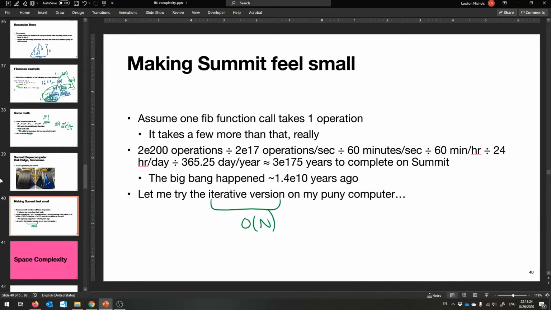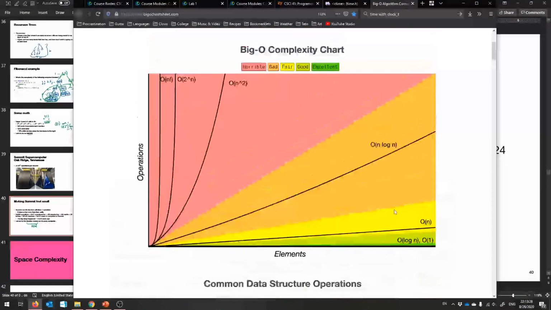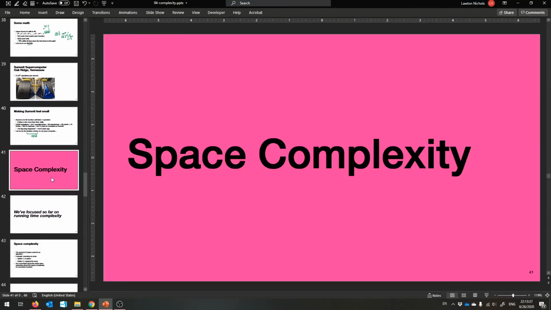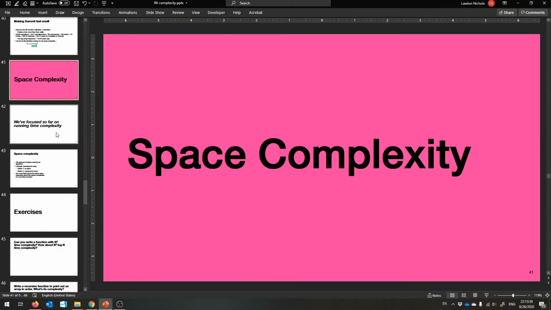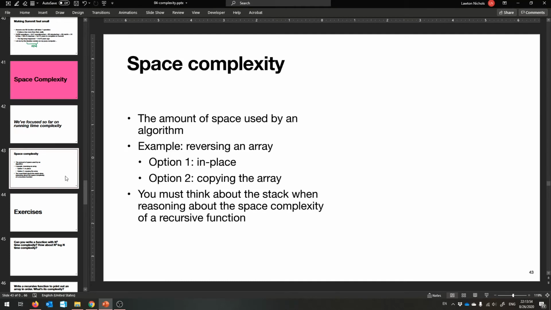And so now you can see the huge, huge difference between O of n and O of 2 to the n. Yeah? And that brings us to space complexity. So far we've focused on running time complexity, because people more often care about that. We have a lot of RAM on our machines these days. Also, everything that we've talked about carries over very well, so it's not a huge deal.